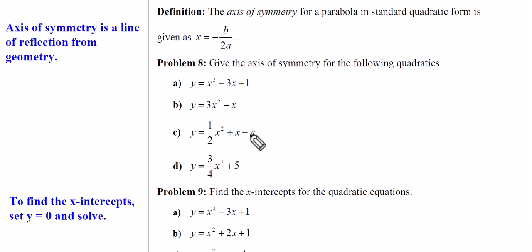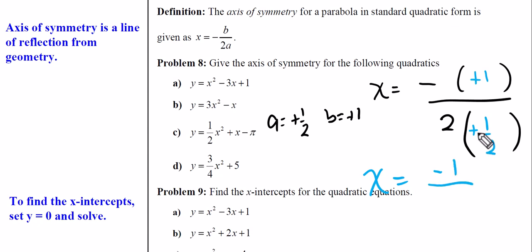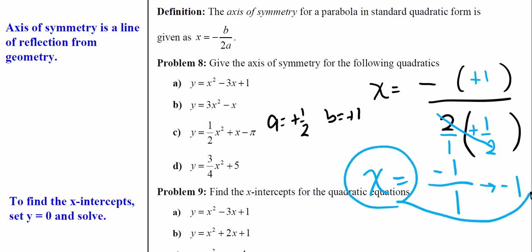Part C. Mr. Over, why is there a pi in there? To scare you. It doesn't matter. What's a? Positive 1/2. It's also there to scare you too. And b is a positive 1. Oh, you got this. x equals, just set it up right, and you'll be fine. Okay. b goes on top, that's a positive 1. a goes on the bottom, that's a positive 1/2. So that gives me a negative 1 on top. A negative times a positive is a negative 1. What about the bottom? Well, if it helps, I can put this over 1, and these twos cancel out, so I get a 1 on the bottom. So my line of symmetry for C is x equals negative 1.